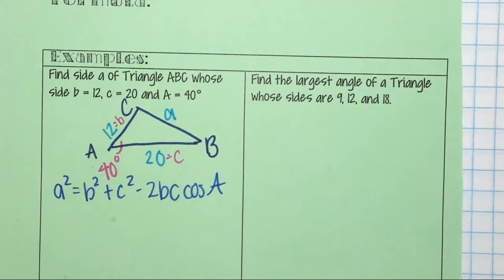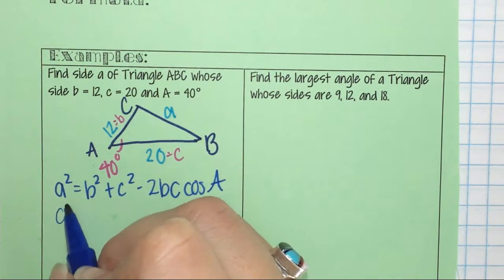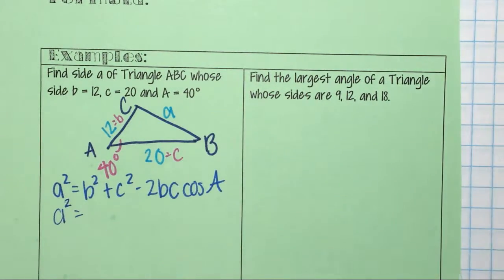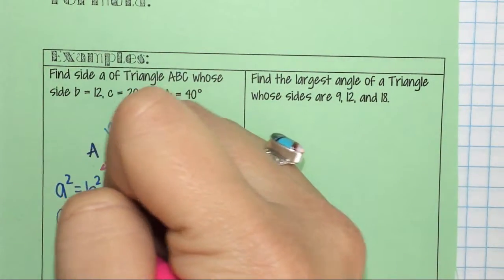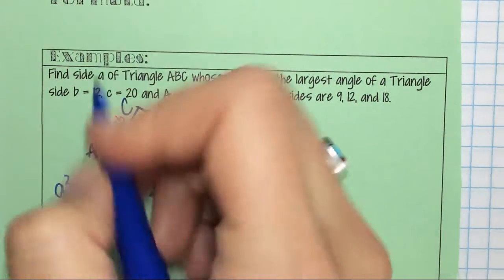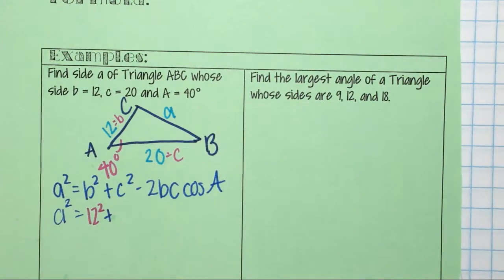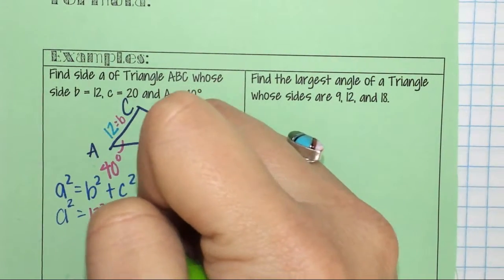Alright, do we know what A is? No, we don't, because that's what we're looking for. So we're going to leave it as A squared. Do we know what B is? Yes. It's 12, so we're going to say 12 squared. Plus, do we know what C is? 20 squared. Awesome.